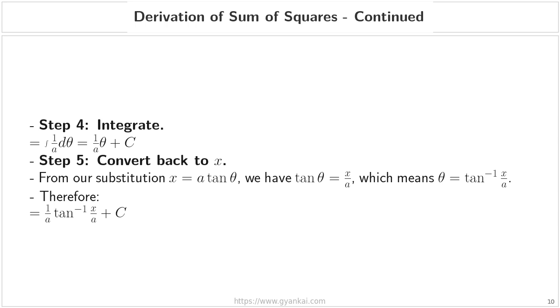Now, we can substitute this back into our integrated expression. We had 1 over a times theta plus c. Replacing theta with the inverse tangent of x over a, we get 1 over a times the inverse tangent of x over a plus c. And there you have it. We've successfully integrated 1 over x squared plus a squared. This result, 1 over a times the inverse tangent of x over a plus c, is our standard integral.